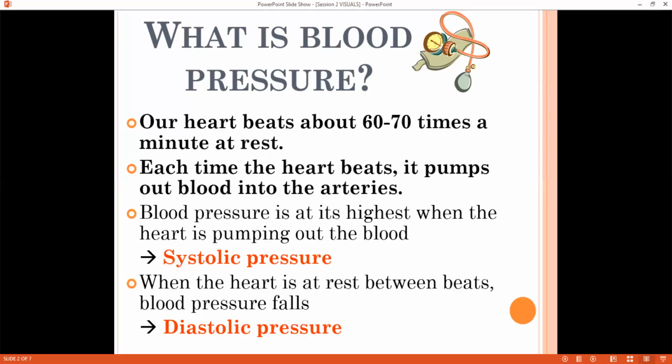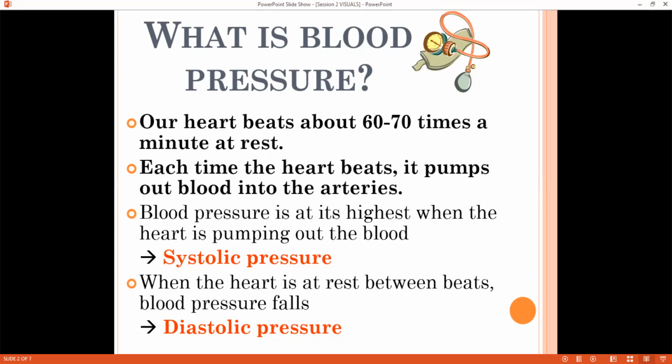Our heart beats about 60 to 70 times a minute at rest. Each time the heart beats, it pumps out blood into the arteries. Blood pressure is highest when the heart is pumping out the blood. This is called systolic pressure. When the heart is at rest, blood pressure falls. This number is called diastolic pressure.